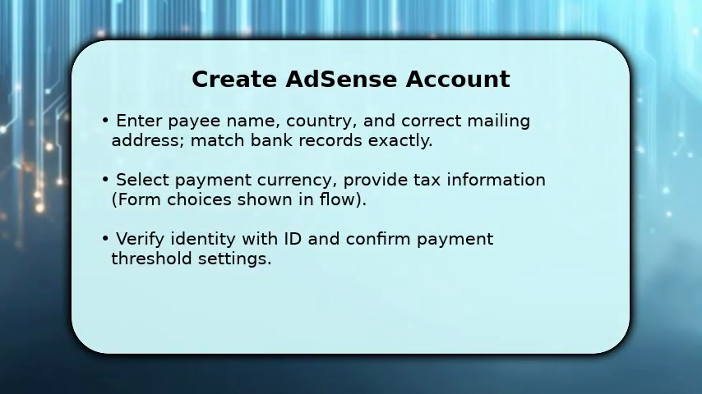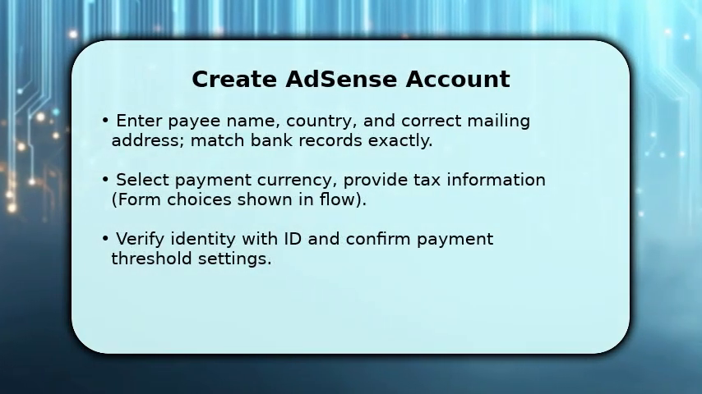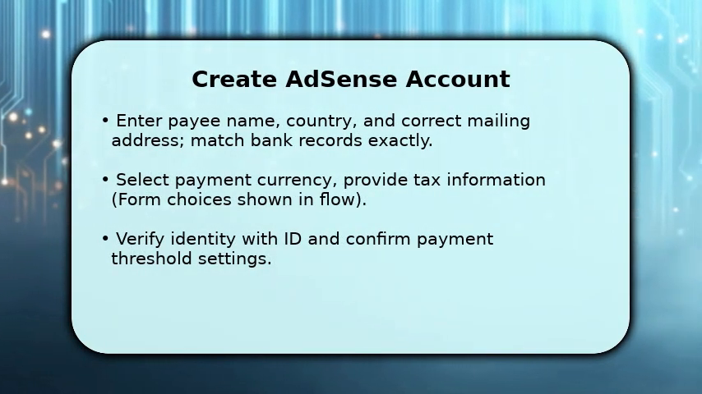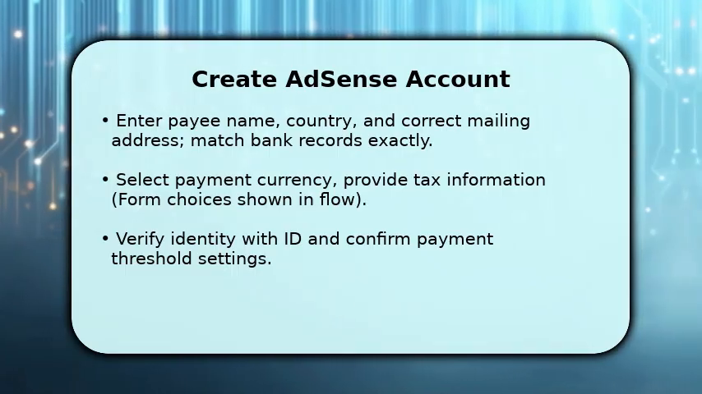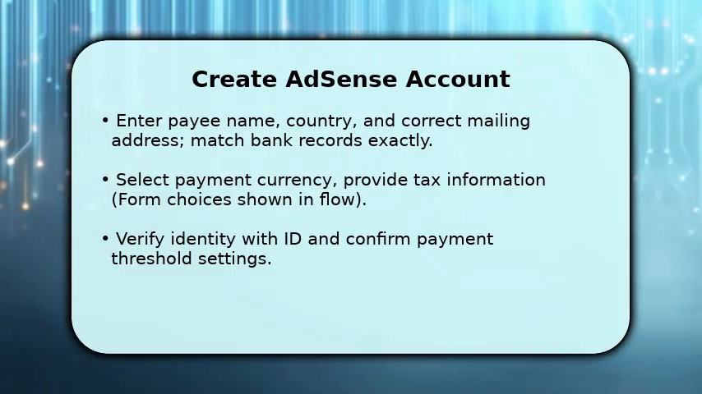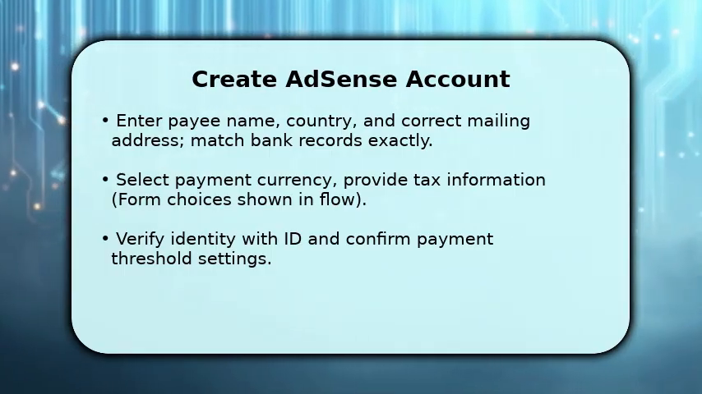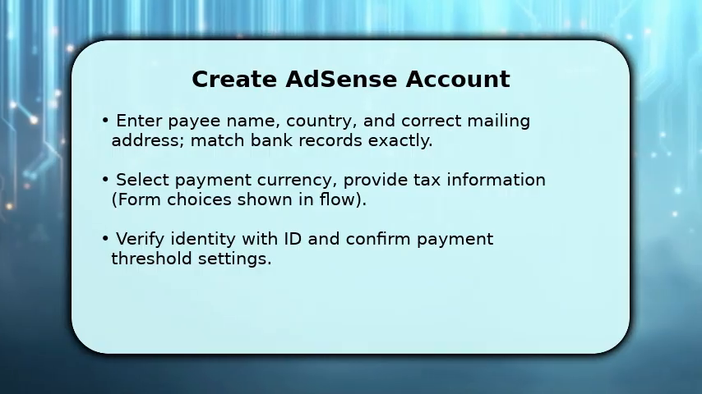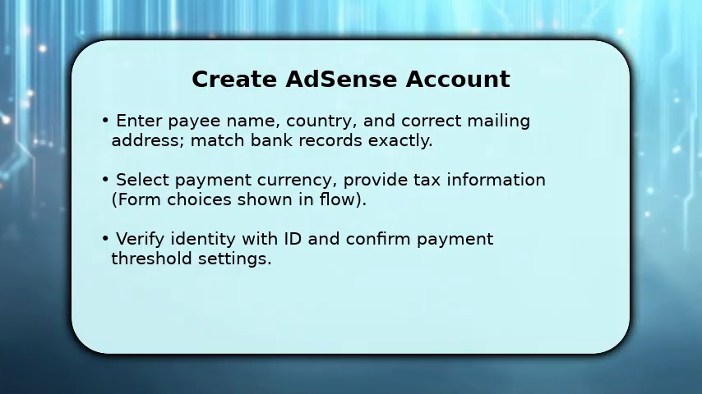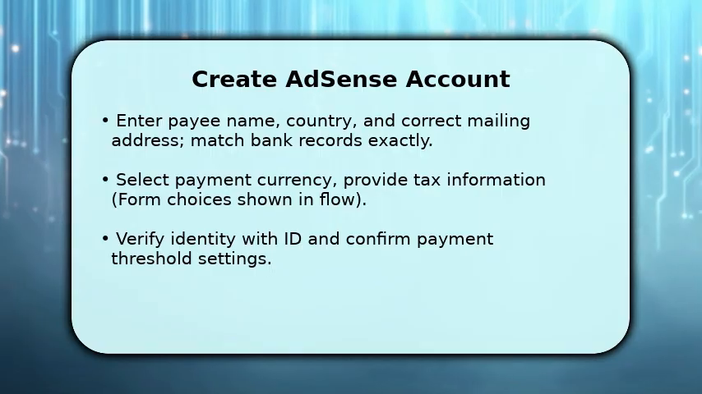Next, create the AdSense account in the flow by filling payee name and address. Accuracy matters because payments depend on it. Choose your payment currency and complete tax forms as prompted, select the appropriate form type, and answer the residency questions honestly. Upload a government ID if requested, then add your preferred payment method and bank details.